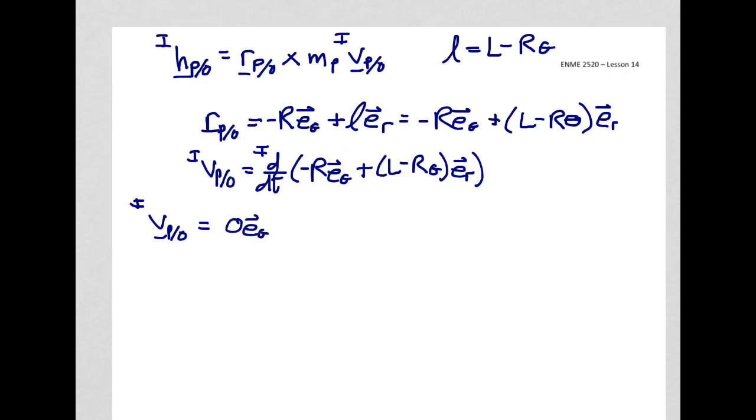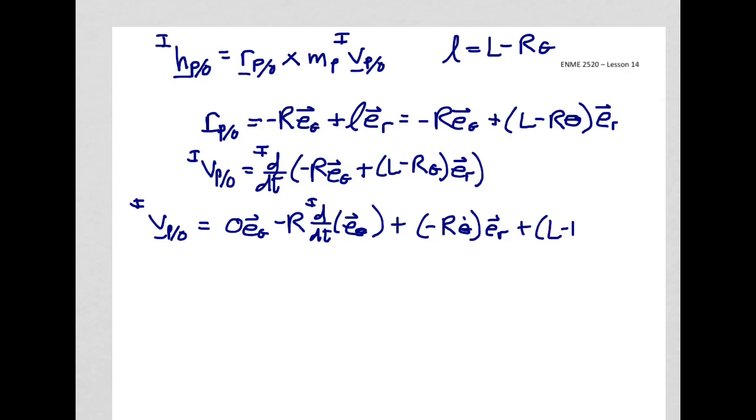And then using the chain rule, it's negative R multiplied times d dt in the inertial reference frame of e theta, plus, and then when we take the time differentiation of the coefficient here, we get minus R theta dot multiplied times er, and then this is plus L minus R theta multiplied times the time differentiation of the unit vector er.